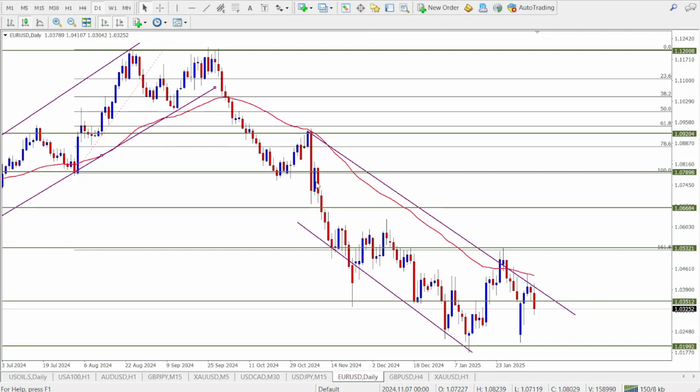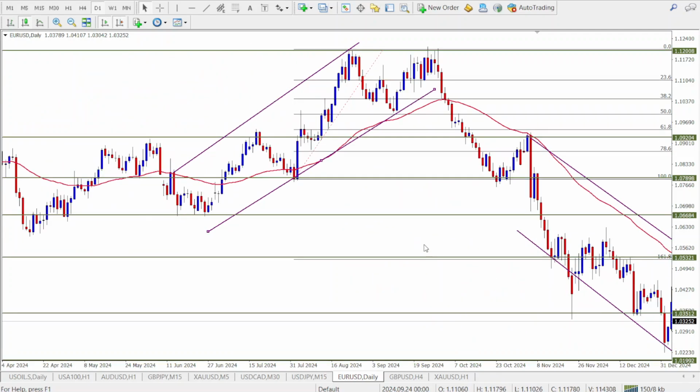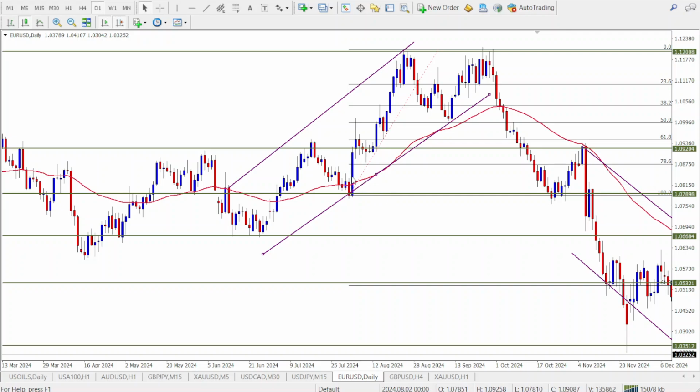Then the next thing is to look for candlestick patterns. When price reaches a key level, watch out for candlestick formations that indicate buying or selling pressure. For example, if you find a bullish engulfing like what we had here at a support, it could be a strong buy signal, and you can see that the price continued rising all the way up.